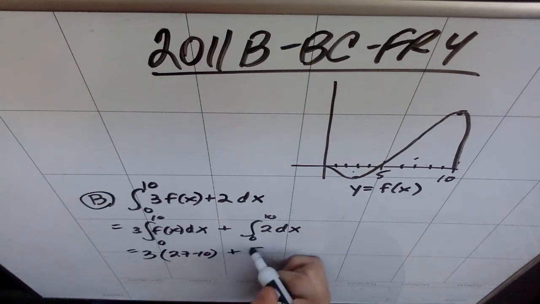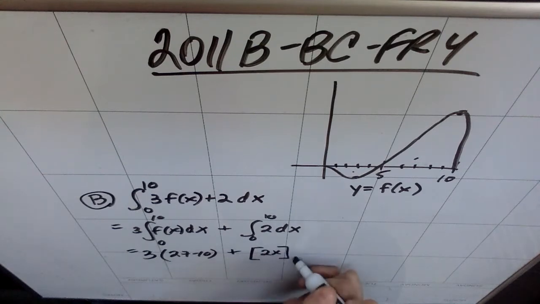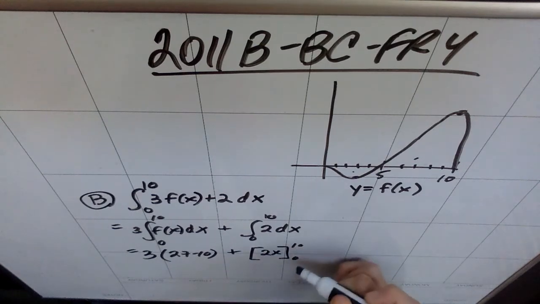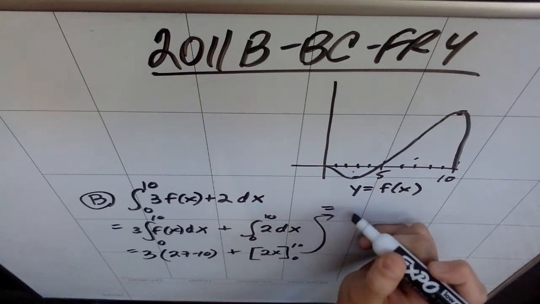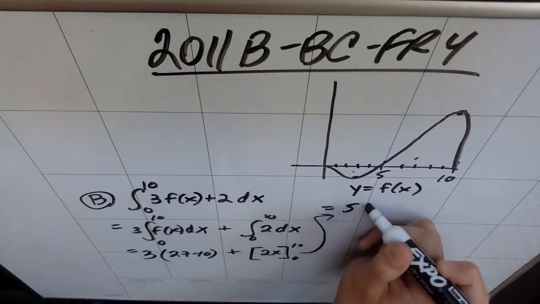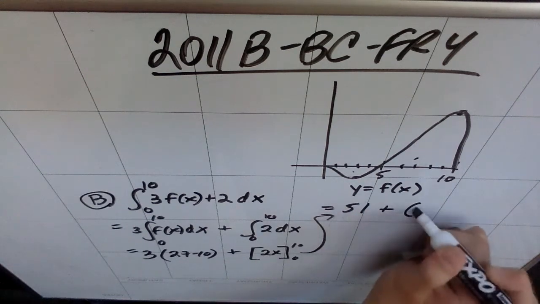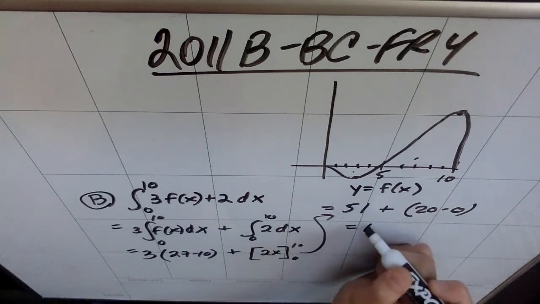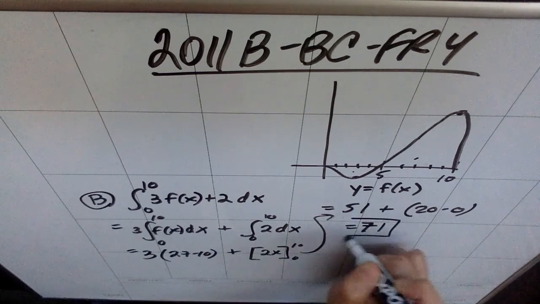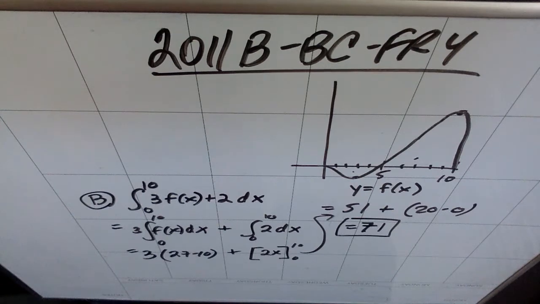But then this guy is going to be 2x evaluated from 0 to 10, right? So what's going to happen is I'm going to get that this is 3 times 17, right? Which should be 51, right? Plus, this is going to be 20 minus 0 because I plug in the top bound minus the bottom bound. So I get that my final answer is 71. Cool. That's my part B.